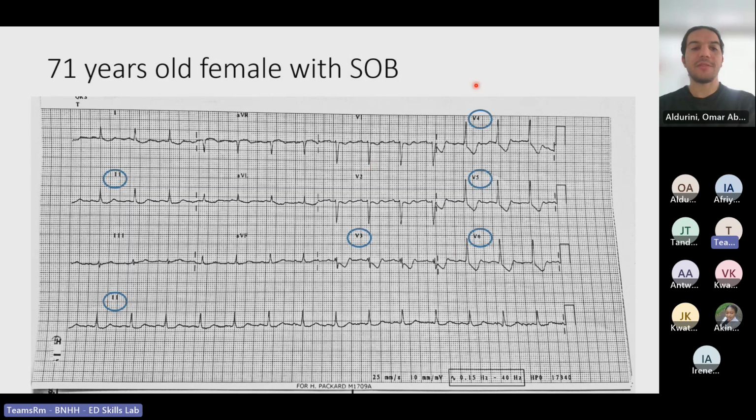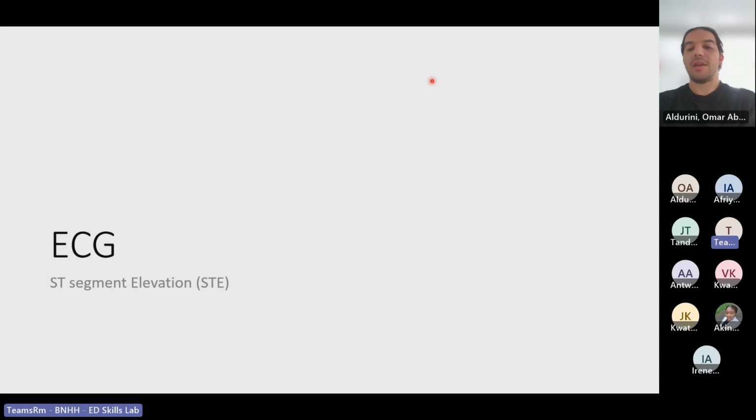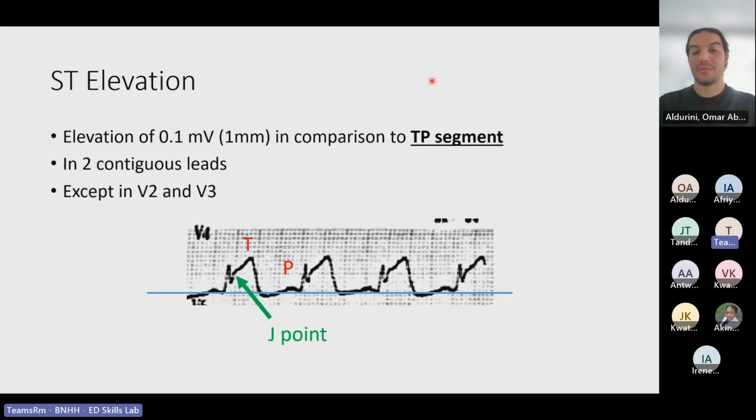Okay, if you combine these with the complaint of the patient, then we have to act upon it. Good. So we have spoken about the normal, we have spoken about the T wave inversion, we've spoken about the ST segment depression. It's time to speak about the ST segment elevation, which is the opposite.